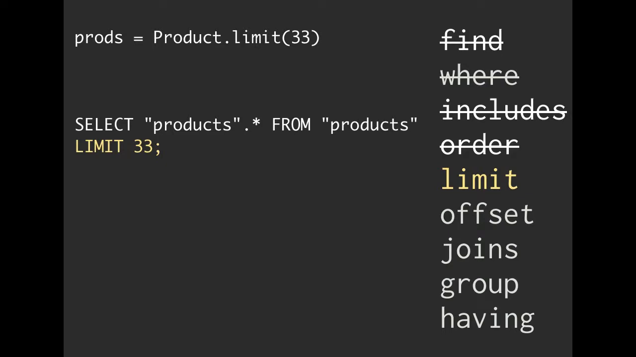Now, if we take a look at the SQL, we are going to be saying SELECT products.* FROM products LIMIT 33. So even the SQL reads kind of like the Ruby code and vice versa. So hopefully that's relatively straightforward to you.